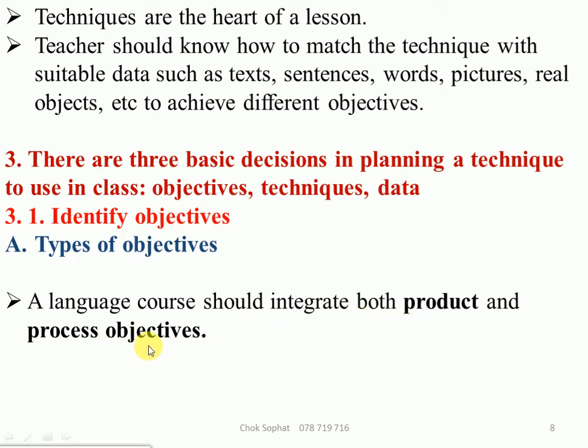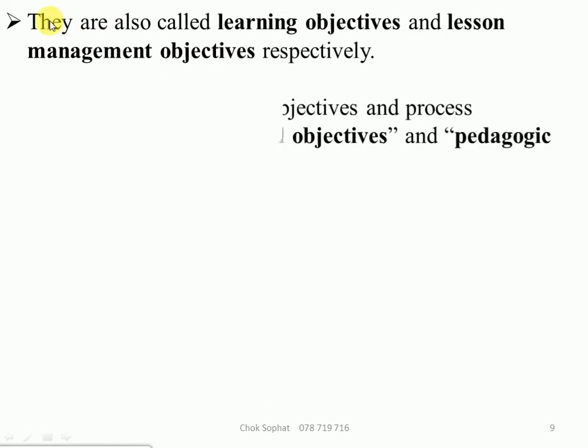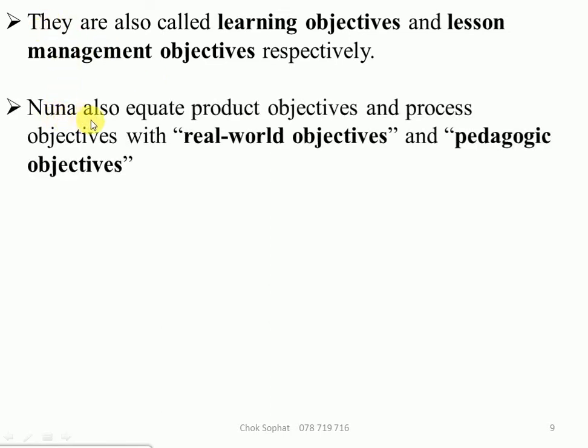So there are two types of objective: product objective and process objective. Okay, they are also called learning objective and lesson management objective respectively. Or we can say learning objective and management objective. Nunan also equates product objective and process objective with real world objective and pedagogic objective.